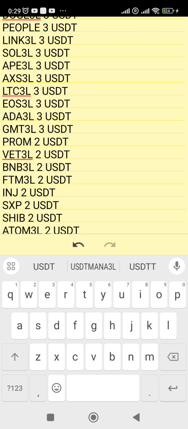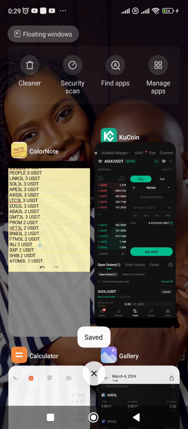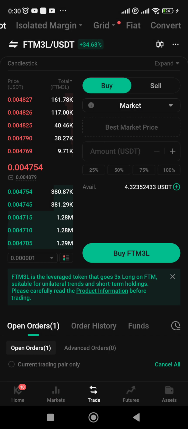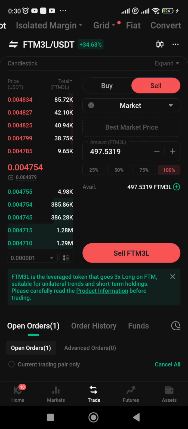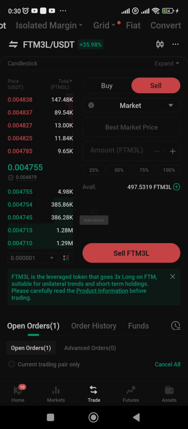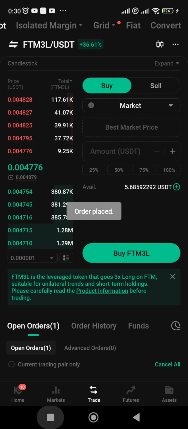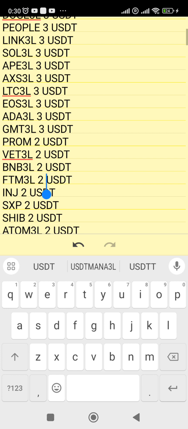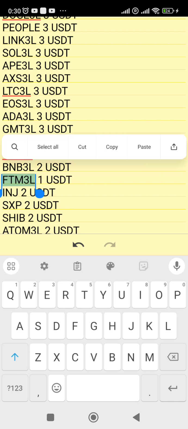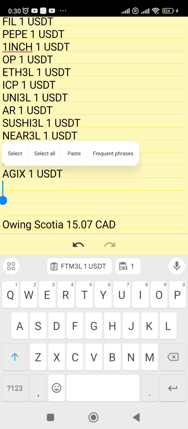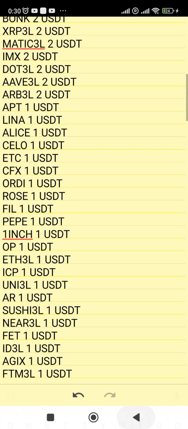Remember I said I wanted to sell FTM? So I come back here, and of course I can sell both AJIX and FTM and then go to my notes and change both of them at the same time and cut and paste. I click on FTM, click on it again, sell everything 100%, sell, and it sells. Okay, so I buy 1 USDT. And then I go here and change it to 1, cut, bring it here, paste. So I continue from where I stopped.